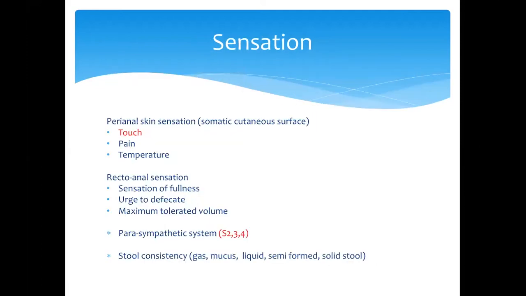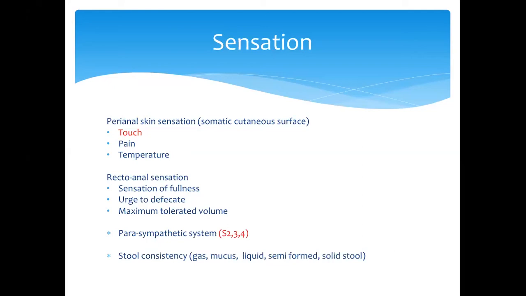The third element is the sensation. It's a very sophisticated kind of sensation we have at the anorectal area. As we know, the perianal skin is supplied by the somatic nerves, and they are sensitive to touch, pain, and temperature. The more interesting is the rectoanal area. They do have sensation, but a different kind of sensation. They have sensation of fullness when they are stretched. They have sensation of the urge to defecate and when to defecate, and they have the urge of the maximum volume of stool they can tolerate.